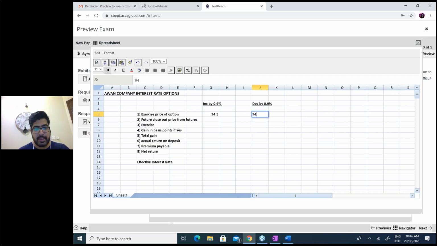I'm doing the first exercise price, 94.5. Now compare it with the futures closeout price from futures. What is that price? Remember, in step number 4 of futures that you computed yesterday, you already computed the futures closeout price in case of increase and decrease. In case of increase it was 94.55, and in case of decrease it was 96.35.